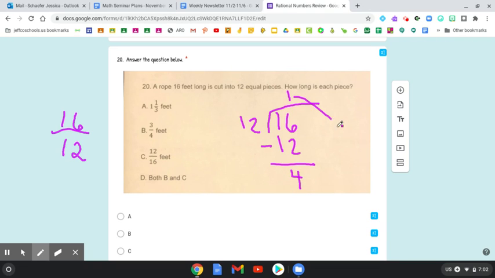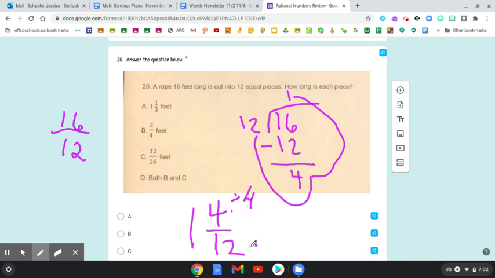So this is going to be 1 and 4 twelfths. 1 and 4 twelfths. My answer's not there. That doesn't mean that I'm wrong. It means that I need to simplify. So 4 is a common factor for both 4 and 12. So when I simplify, the big one stays there, and 4 divided by 4 is 1. 12 divided by 4 is 3. So 1 and 1/3 would be my final choice. So A.